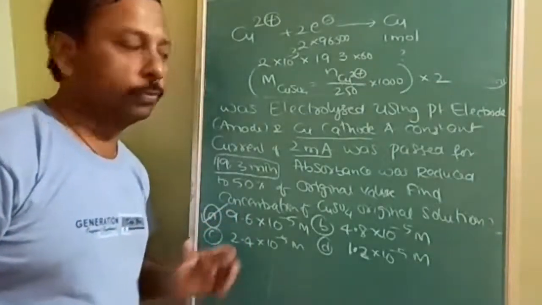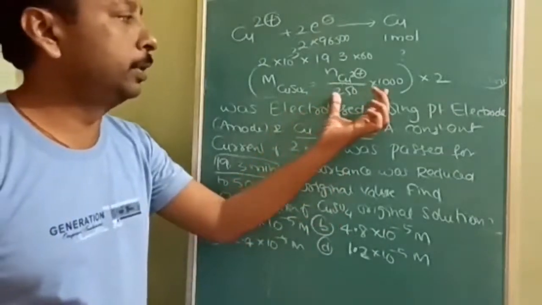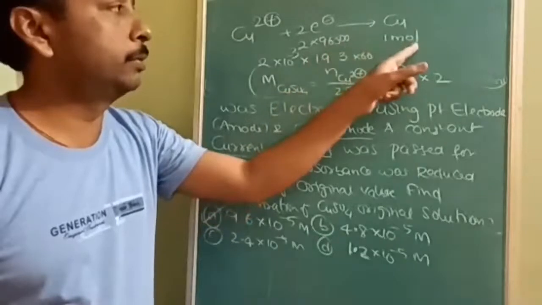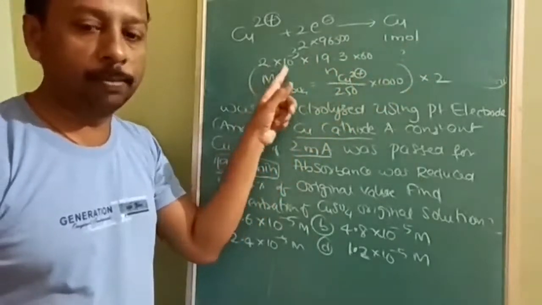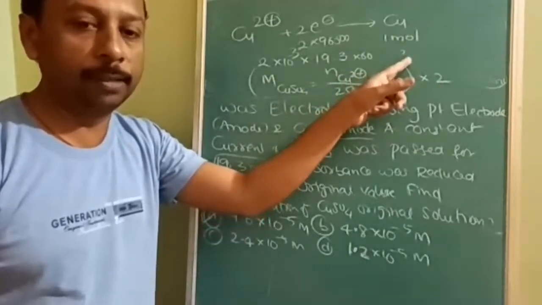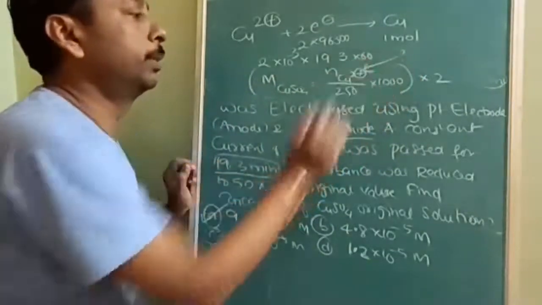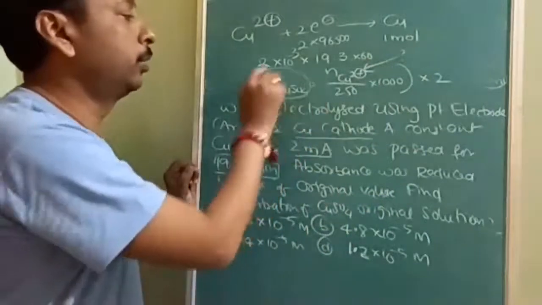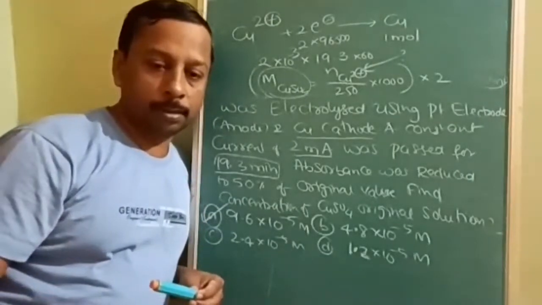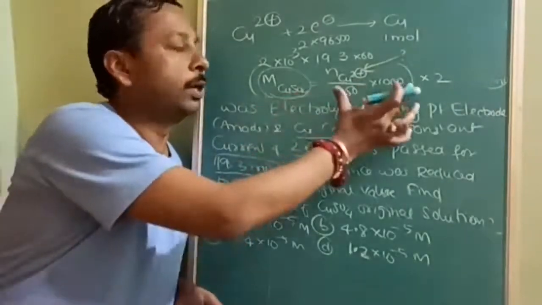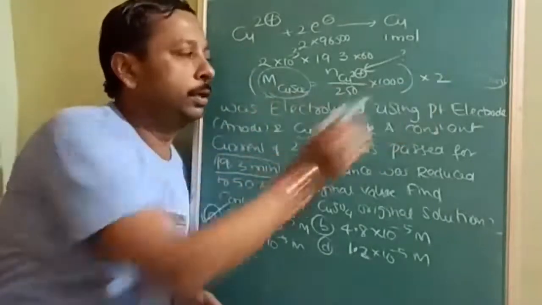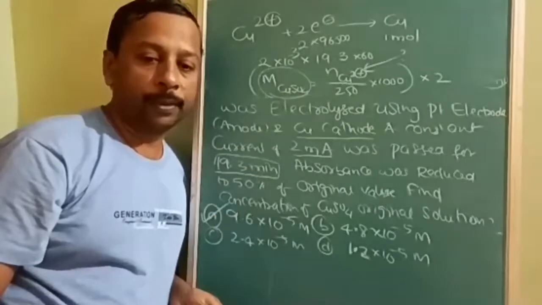Once again, I am explaining, listen carefully. Only 50% has come out, so I am calculating how much came outside. For that, the number of moles of copper extracted: if you give this many Faradays, 1 mole of copper will be collected. I have given 2 into 10 to the power of minus 3 ampere for 19.3 minutes into 60 seconds. With this charge, you get the number of moles of copper coming out. And 250 ml was there, so this is the molarity of copper sulfate coming out. The same amount will be inside, so that is why into 2, since 50% is there. Note this down. The answer will be A.